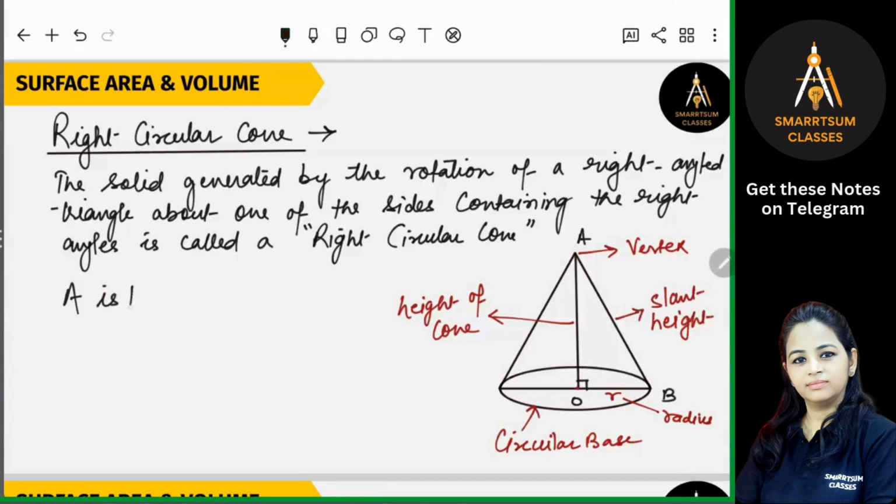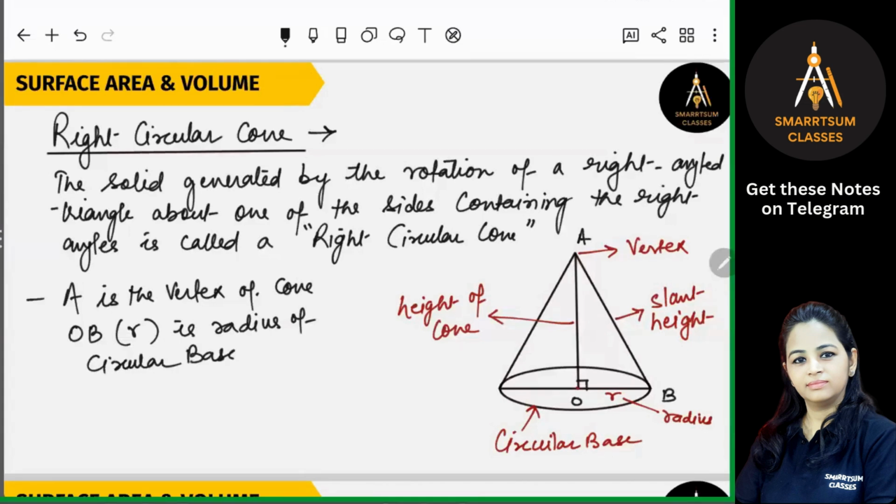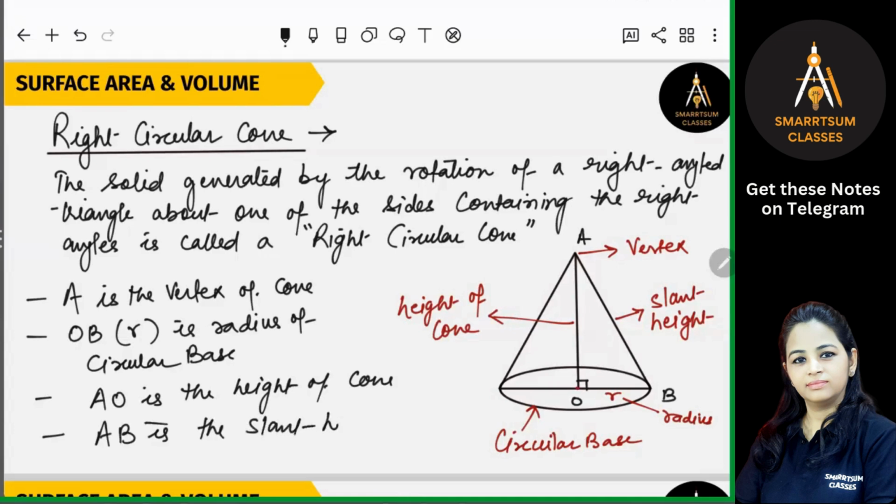So A is the vertex, you can write down. A is the vertex of the cone. OB, that is R, is the radius of the circular base. AO is the height of the cone, and AB is the slant height of the cone.